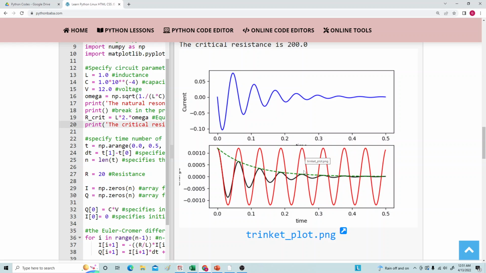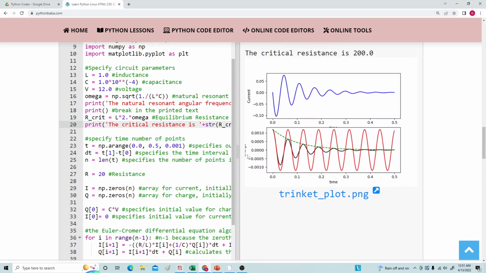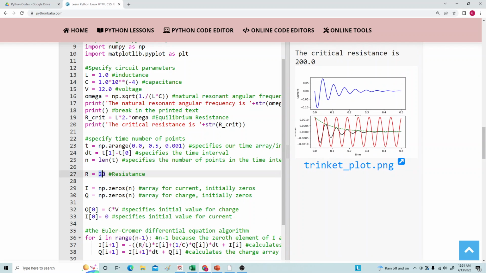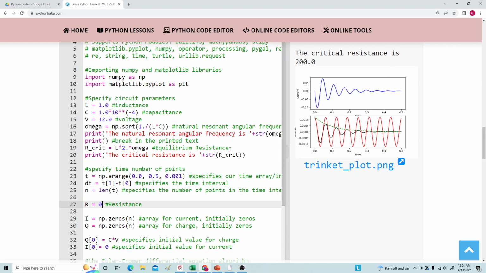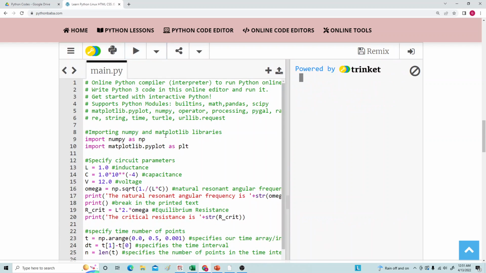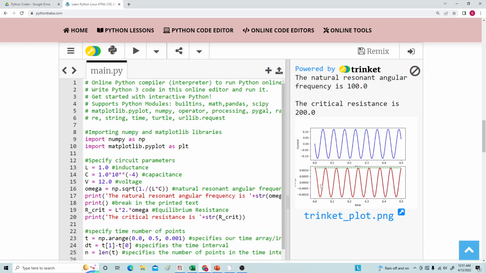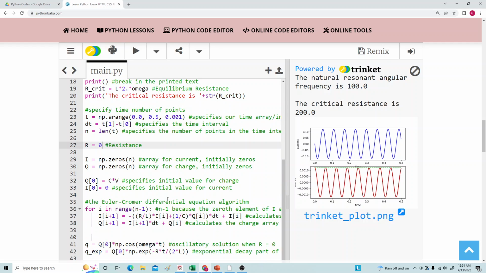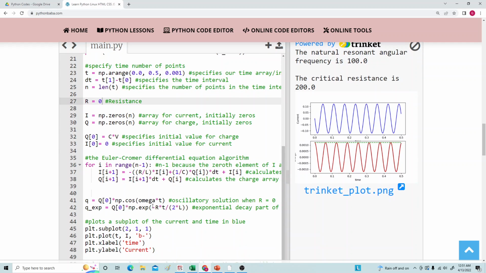Or would be found numerically, and we can actually show that if we set R equal to 0. Watch what happens. And there is no exponential decay. The green line is flat, because the exponential decay has the coefficient of Q naught. So whatever the initial charge is, that green line's just going to stay there.